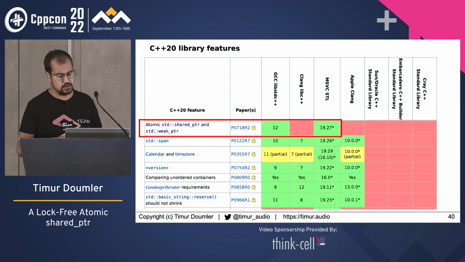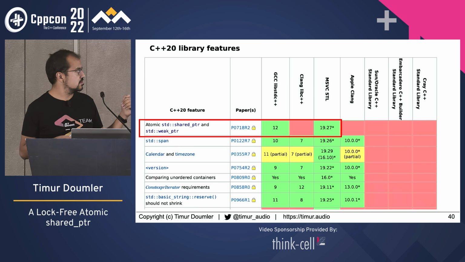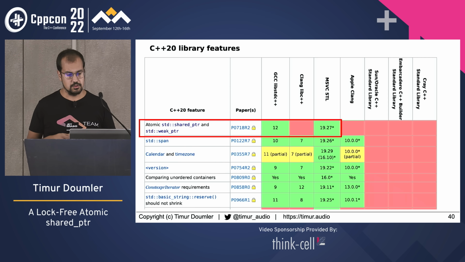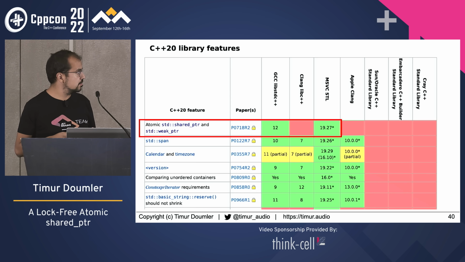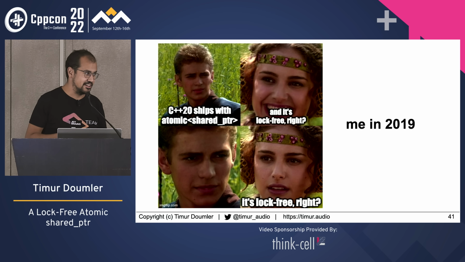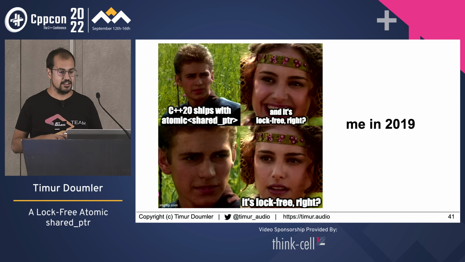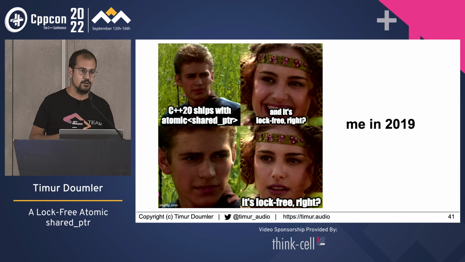And so, in C++20, we have atomic shared pointer, and it's actually already implemented in MSVC and GCC, and I don't know how the Clang implementation is going along. But when I knew that it was going to come in the standard, I was like, well, surely we're going to get lock-free implementations, right? Because otherwise, it's not useful for me. Unfortunately not.